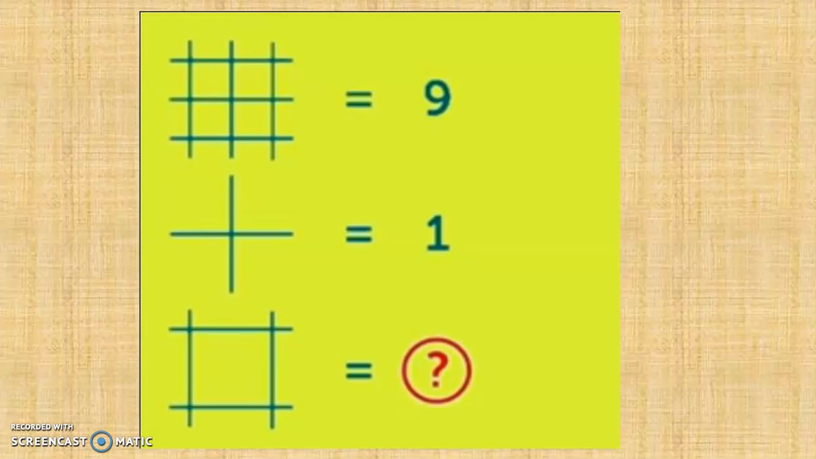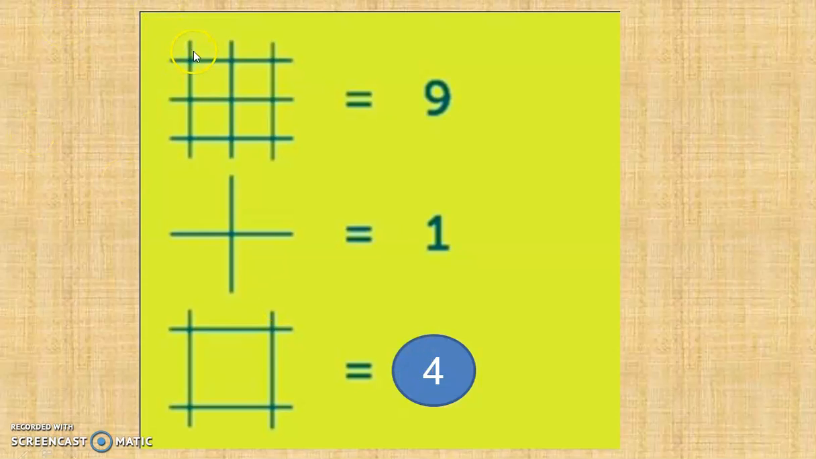Shall I start? 5, 4, 3, 2, 1, 0. If you want, you can pause the video and think about it, okay? So, the answer for this is 4. The answer for this is 4. Shall I say how it is?